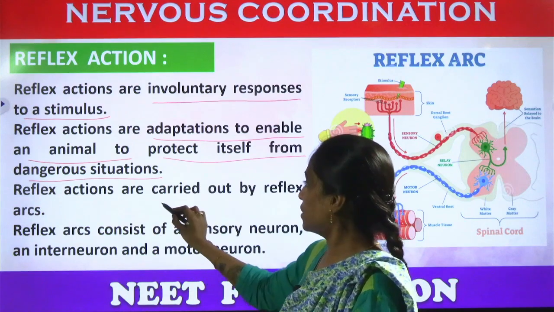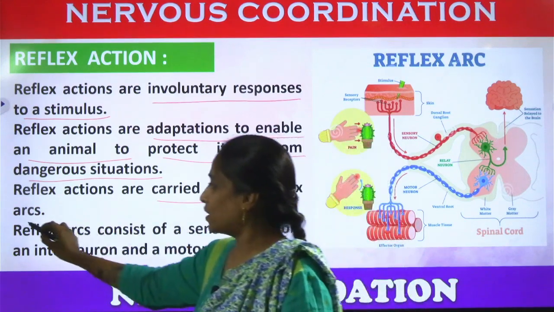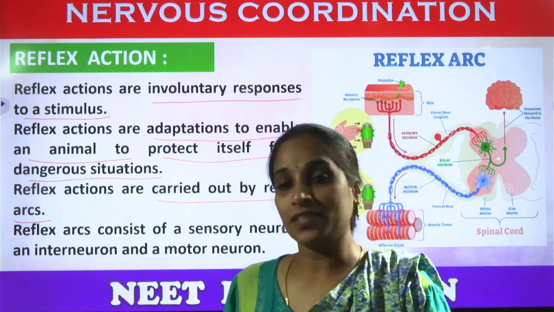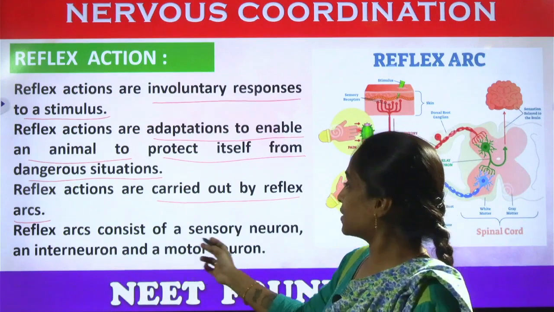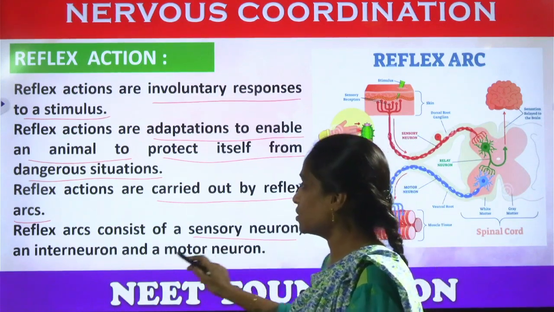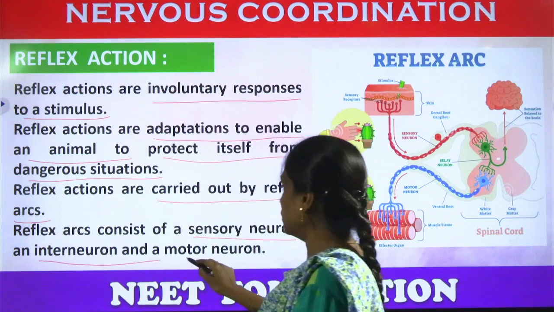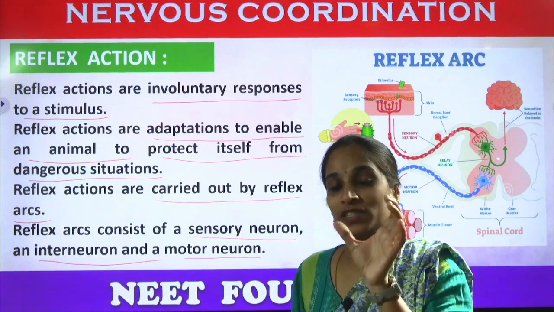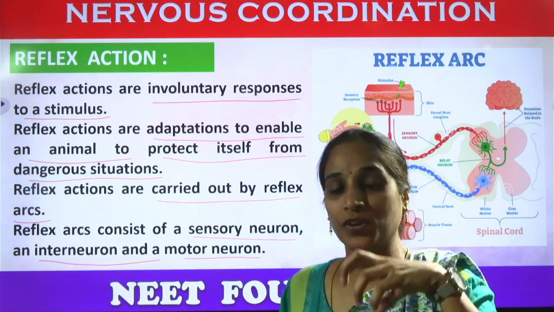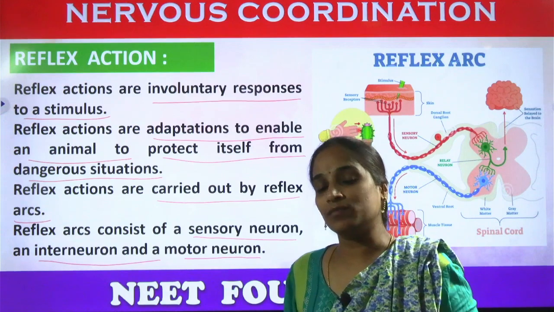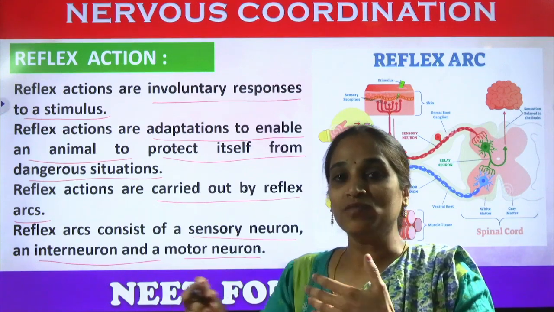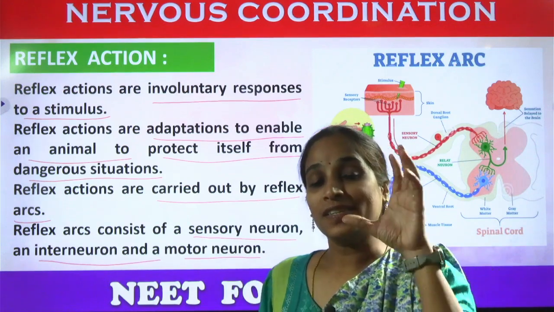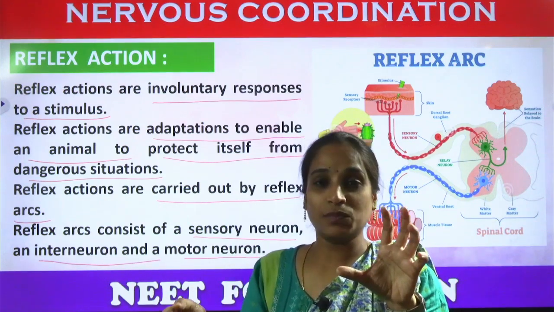So reflex actions are carried out by arcs called reflex arcs. What are those arcs called? Reflex arcs. So reflex arcs consist of sensory neurons, interneurons and motor neurons. Here we can observe the spinal cord, which is attached with the dorsal and ventral root along with the grey matter. That plays a very major role in sending the information from one place to another through the sense organs and the receptors.